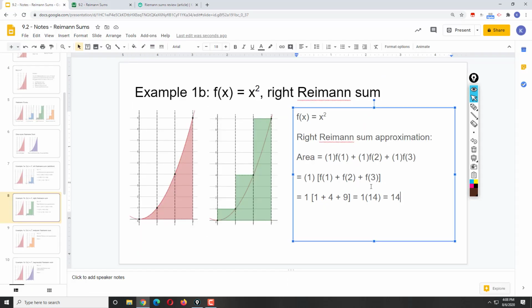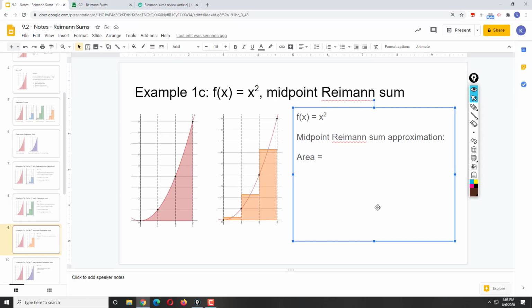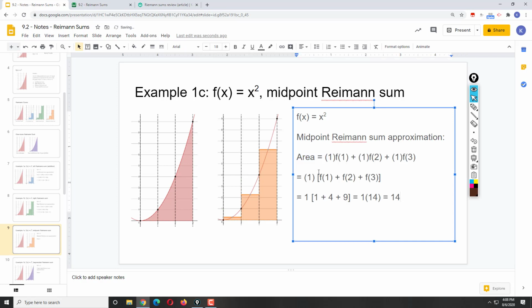What are we really doing? It's again very similar, but this time in the interval 0 to 1, we use f of 0.5. In the interval 1 to 2, we use the value f of 1.5. In the interval 2 to 3, we use the value f of 2.5 for our height. So our Riemann sum is going to be the length, which is 1, times the height of the three rectangles, f of 0.5 plus f of 1.5 plus f of 2.5.